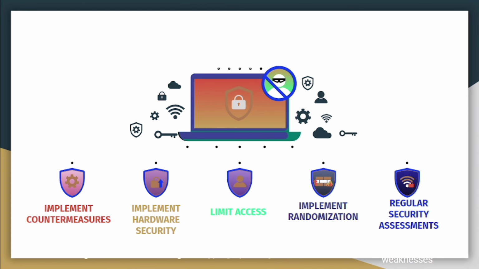The fourth one is to implement randomization. Randomizing the cryptographic operations or the timing information makes it more difficult for attackers to extract information from side channel attacks. The fifth one is regular security assessment. Regular security assessment can help identify vulnerabilities and weaknesses in the system, allowing for timely measures to be taken to mitigate the risks.